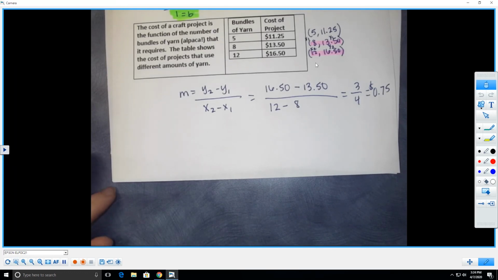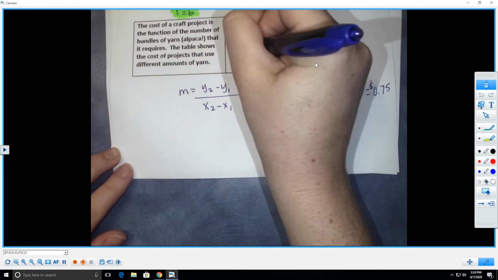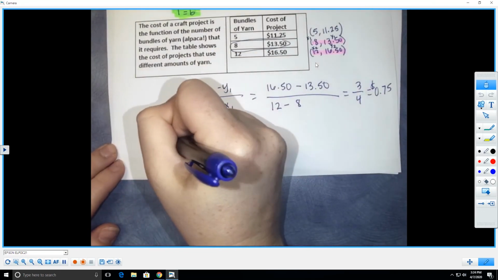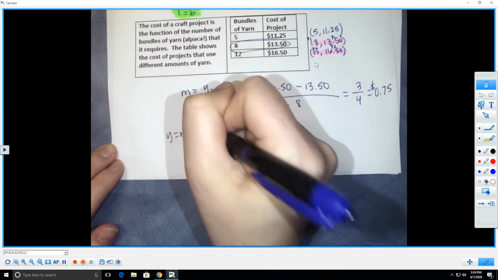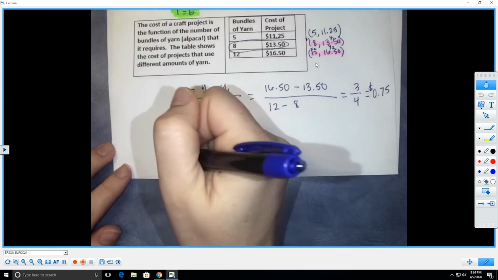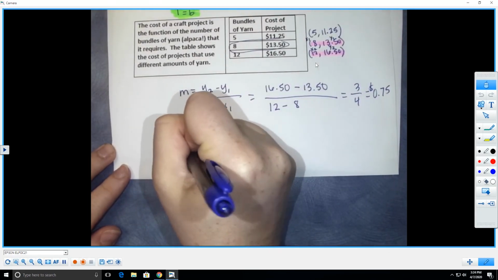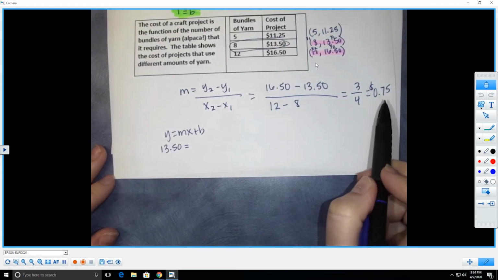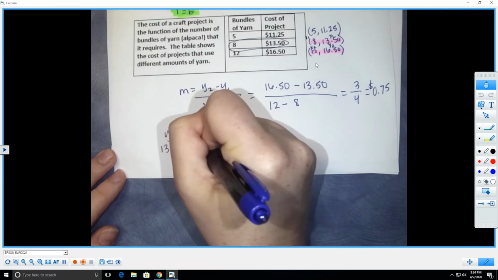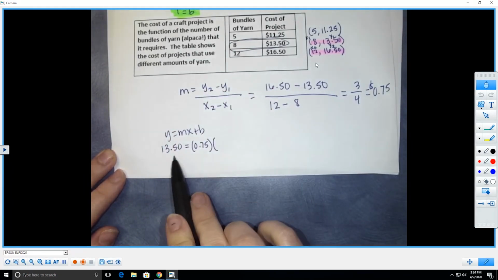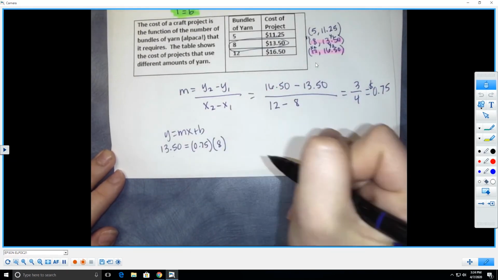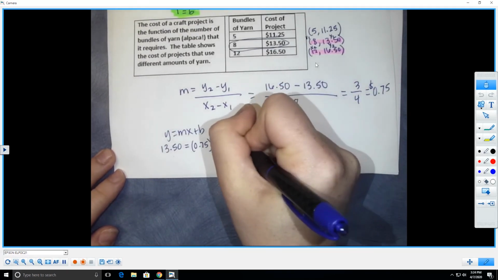So I used this ordered pair here. I'm going to use the slope-intercept form. My y value is going to be 1350. I just found that my rate of change is 0.75, or 75 cents, times, what's my x value when my y value is 1350? It's 8, plus b.